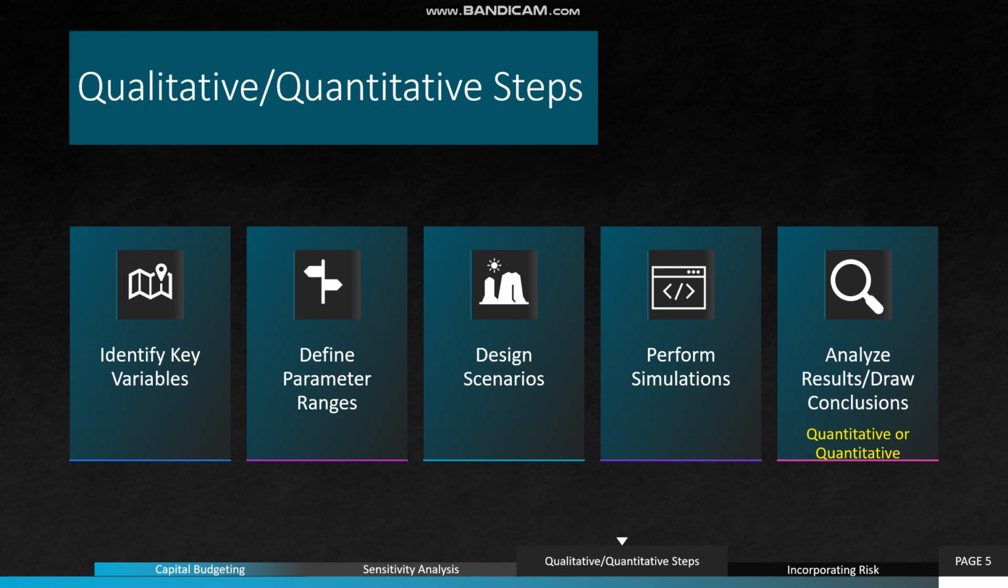Perform the simulations, we'll run the scenarios and record the output values, and then we analyze the results by examining the changes in the output values to determine the sensitivity of the output compared to that original input variable. And then finally, we draw conclusions. We evaluate the impact of the individual variables or combination of variables on the output and then draw conclusions based on that analysis. This final step can be either qualitative or quantitative.